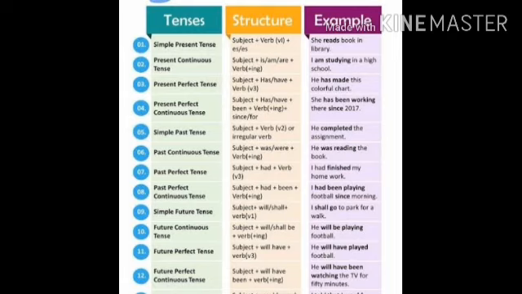So students, she has not been working there since 2017 will be the negative sentence, and in the interrogative sentence, has she been working there since 2017?